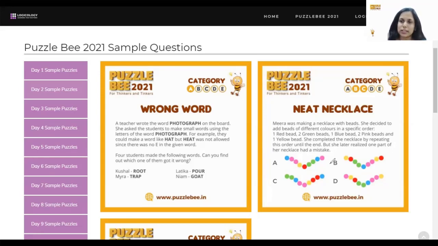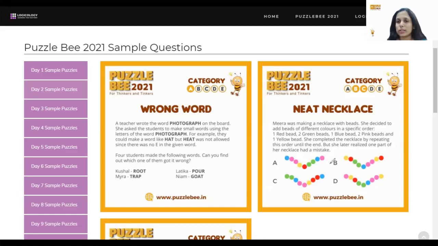The order in which she would add the beads: there was one red bead, two green beads, one blue bead, then two pink beads, and finally one yellow bead. Okay, so she had these 5 different colors: red, green, blue, pink, yellow. Now, what was important here was the order, and especially let's focus on green and pink because you needed 2 of these. Unlike all the other colors which were used only once, green and pink were used twice.